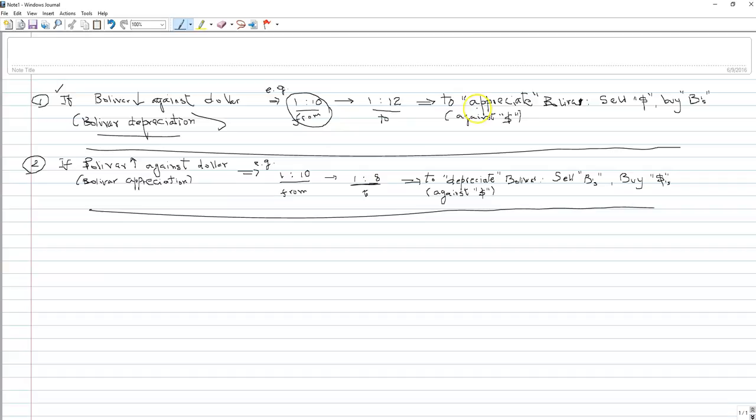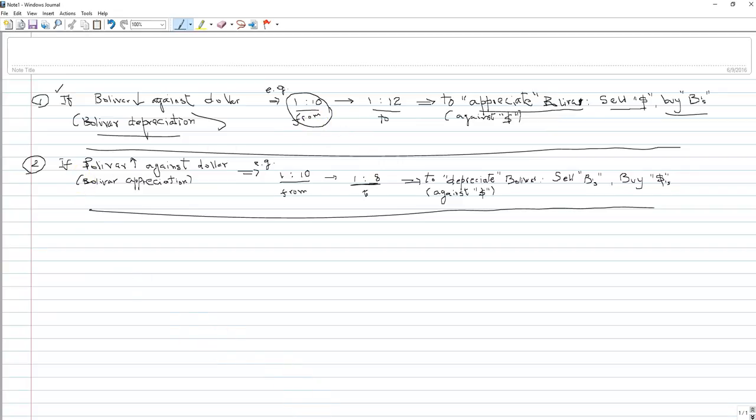Well, they need to appreciate the Bolivar. To appreciate the Bolivar, they need to buy the Bolivars or increase the demand for Bolivars. And they have to do that by selling dollars. As they sell dollars, they depreciate the dollar and they will appreciate the Bolivar. Remember, if we are looking at the exchange rate between two currencies, when one appreciates, the other one depreciates.